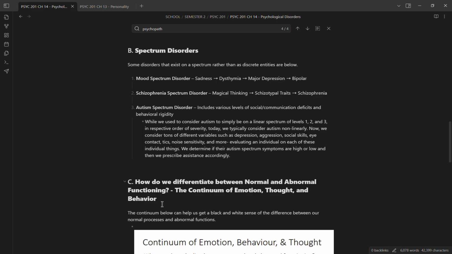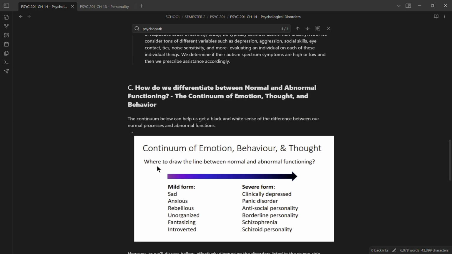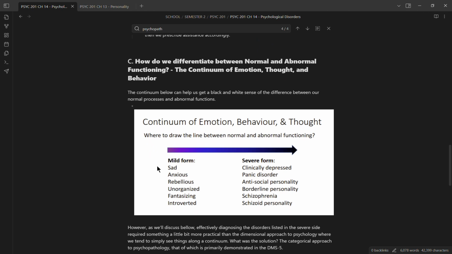Yeah, as opposed to just simply seeing it spectrumistically, I guess. So, how do we differentiate between normal and abnormal functioning? Right, so when we're looking at things on a continuum, how do we differentiate between the mild form of a thing and the severe form of a thing? Sad versus clinically depressed, anxious versus a panic disorder, introverted versus having schizoid personality.